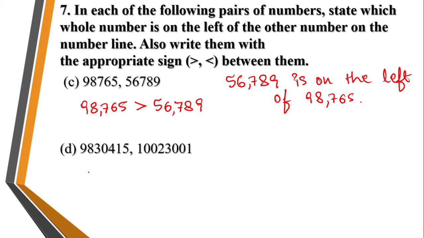Now in the fourth question, we have 98,30,415 and 1,23,23,001. Now we should put the appropriate sign. So for that, we should compare the numbers. Now let's start comparing them. Now we have 98,30,415 and 1,23,23,001.